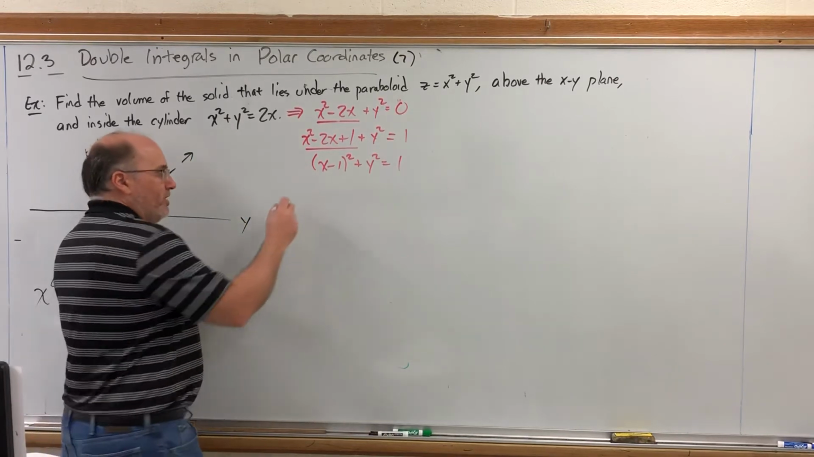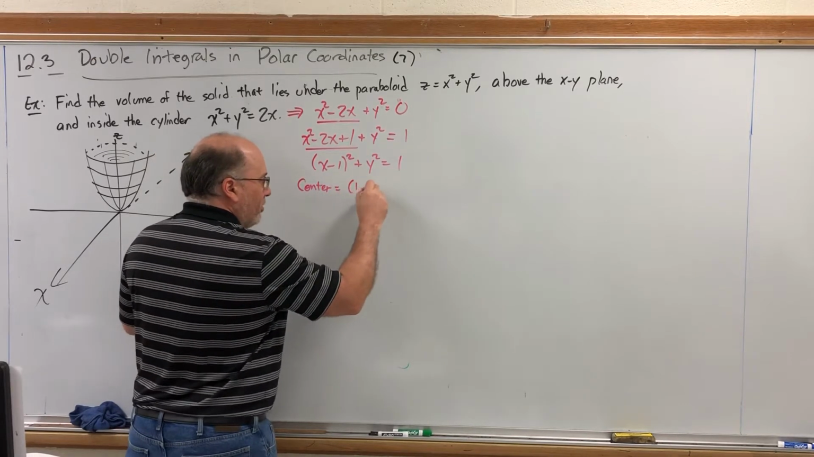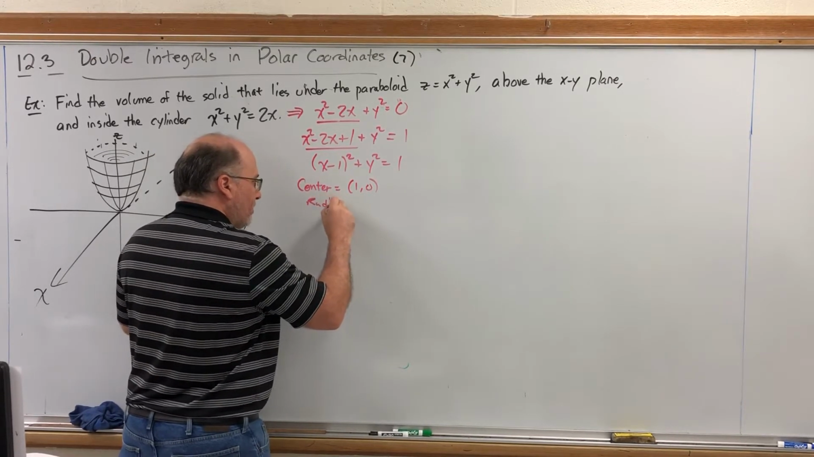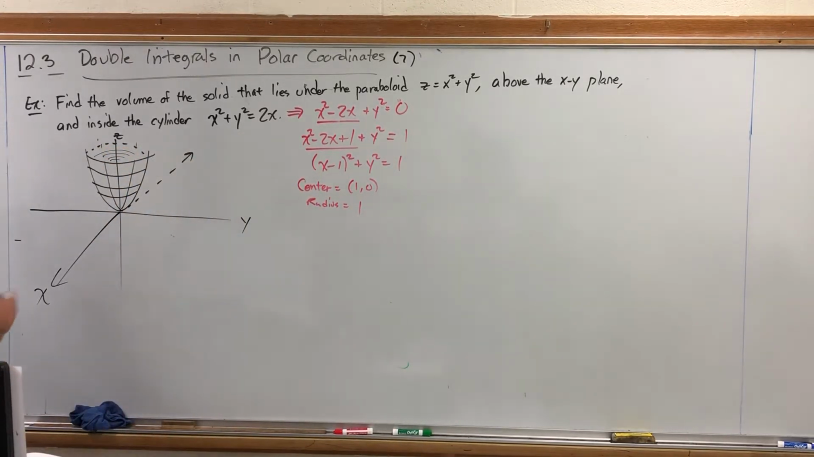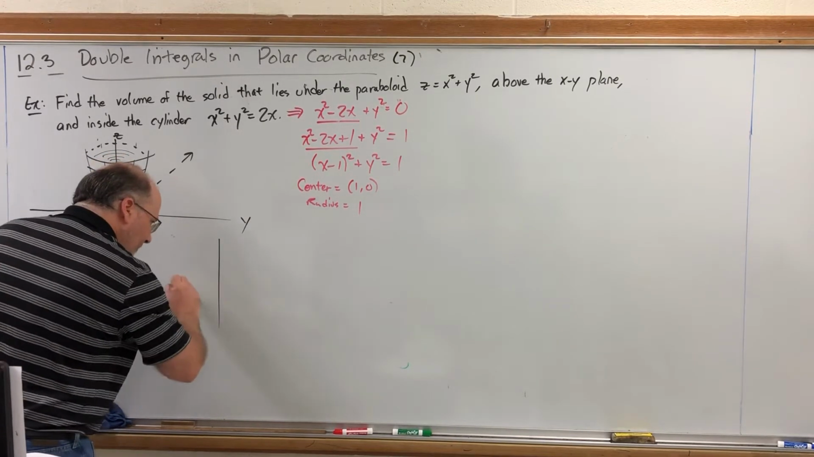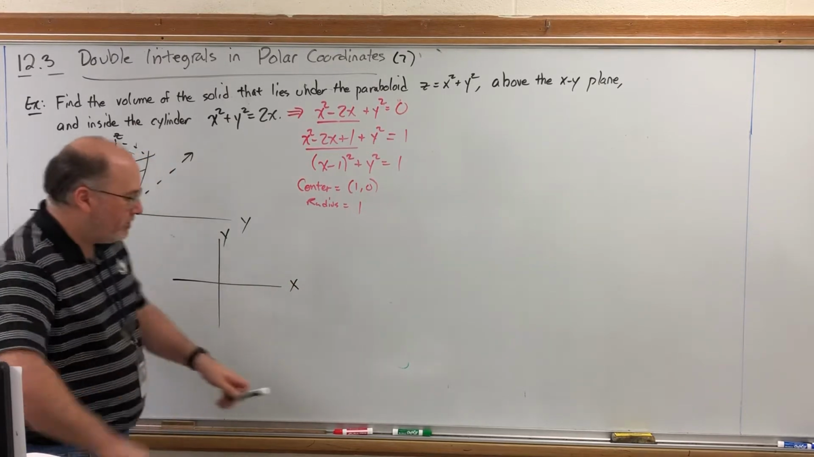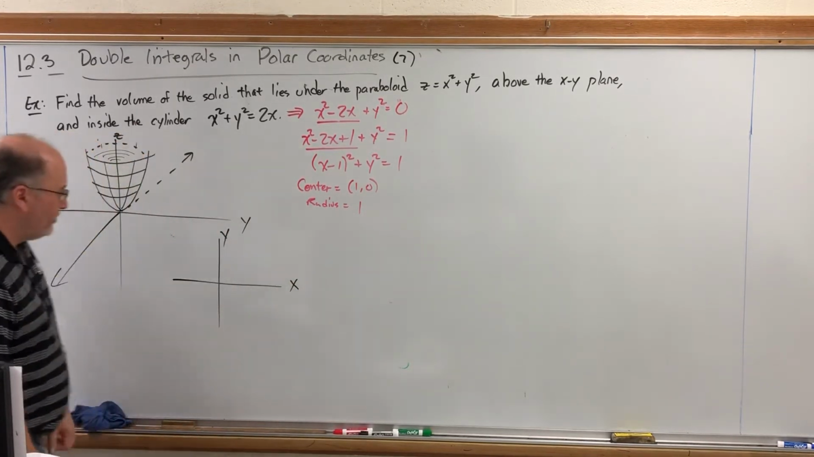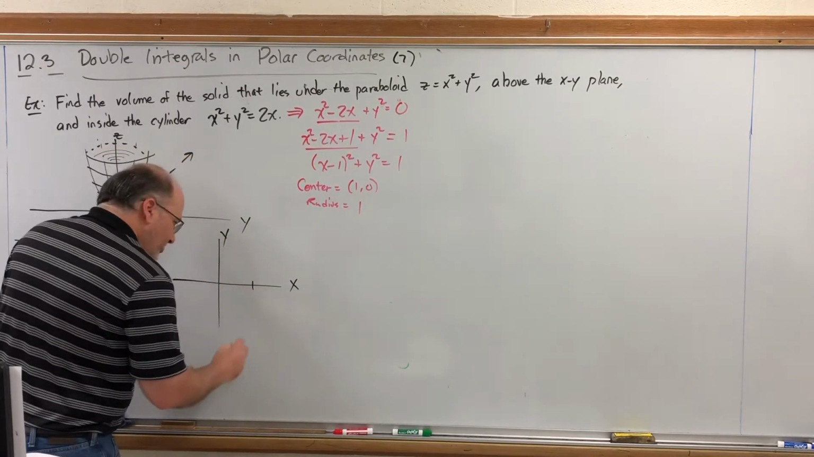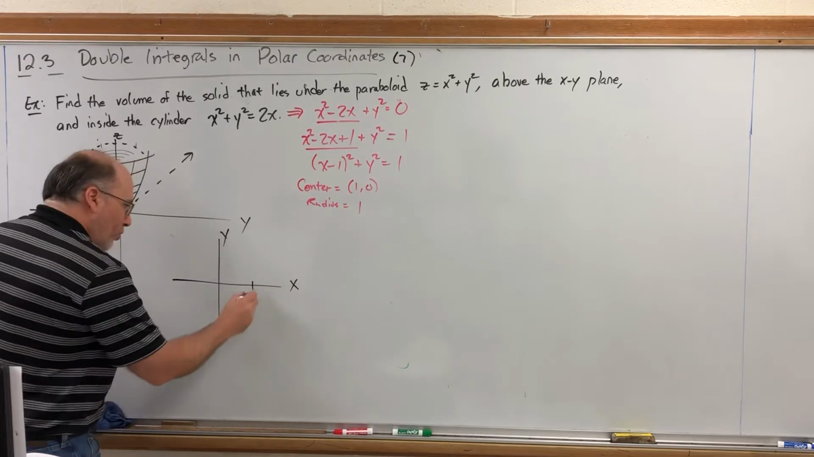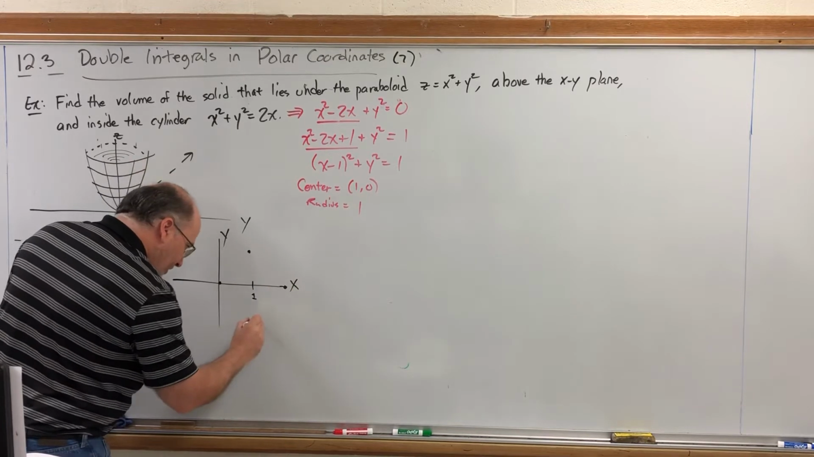Well, that's just a circle. It's a circle whose center is (1, 0) and whose radius is 1. So let's pull the xy plane out just for a moment. It's always a good idea when you're doing a double integral over a region to pull out the plane in which that region lives, in this case the xy plane. So we have a center at (1, 0) and a radius of 1, which means it will go right through the origin, up 1, to the right 1, and down 1.